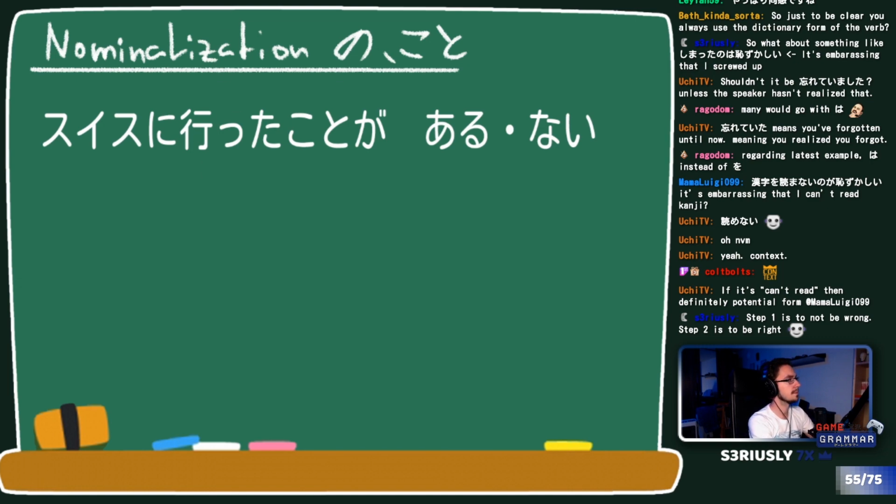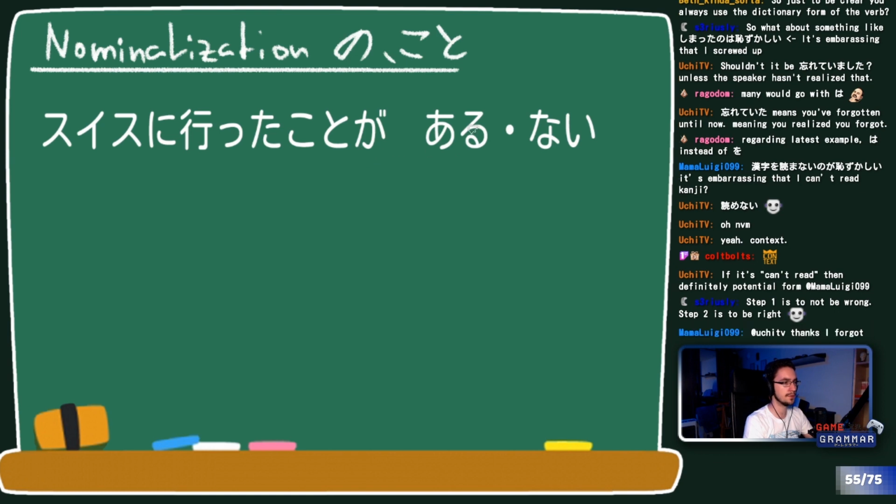So basically, God, the thing with the keyboards is such a mess. Swiss ni itta koto, like going to Switzerland, ga aru. I've gone to Switzerland before, right? Swiss ni itta koto ga aru. Here is our clause, and here's the nominalization. Oops, nom. Okay, this is where the nominalization happens with koto, and then we just say ga aru, which kind of is like it exists, right?